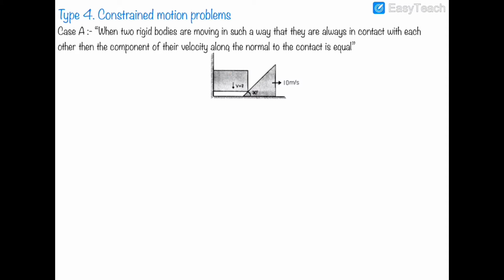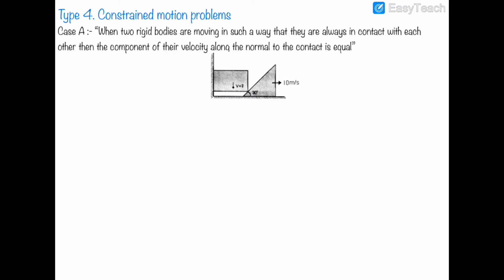So there are two contacts, in fact three contacts. The first contact is this one, which is the most important contact, the contact of the two blocks. Another is the contact of this rectangular block with the wall, and the other is the contact of this wedge with the floor. The fact which is useful in these kinds of problems is that when two rigid bodies are moving in such a way that they are always in contact with each other, then the component of their velocity along the normal to the contact is equal.